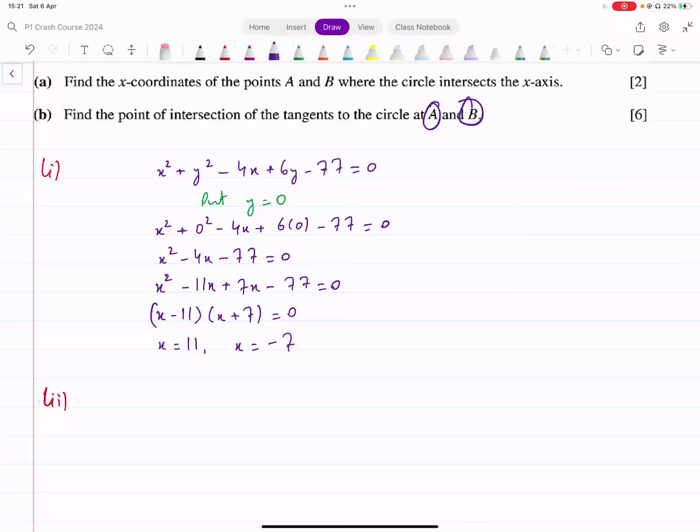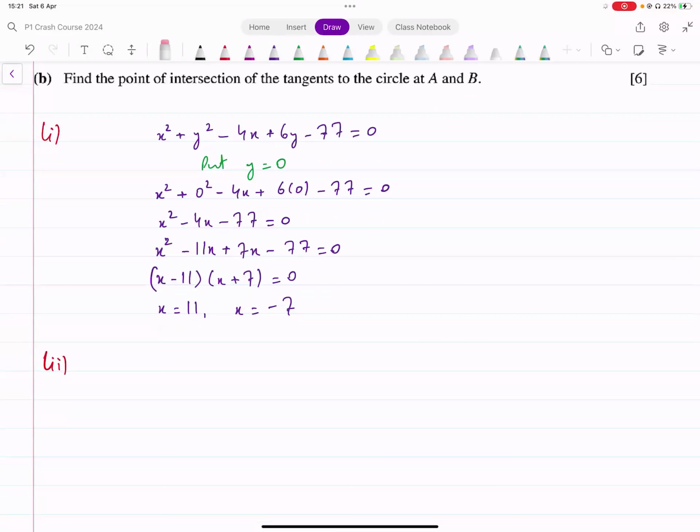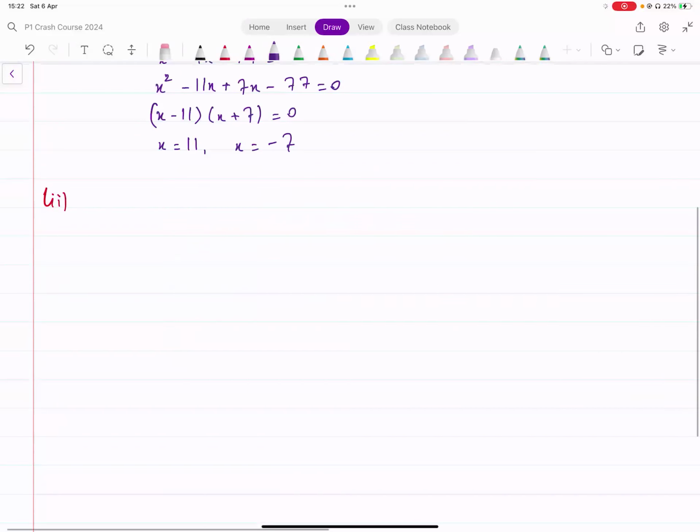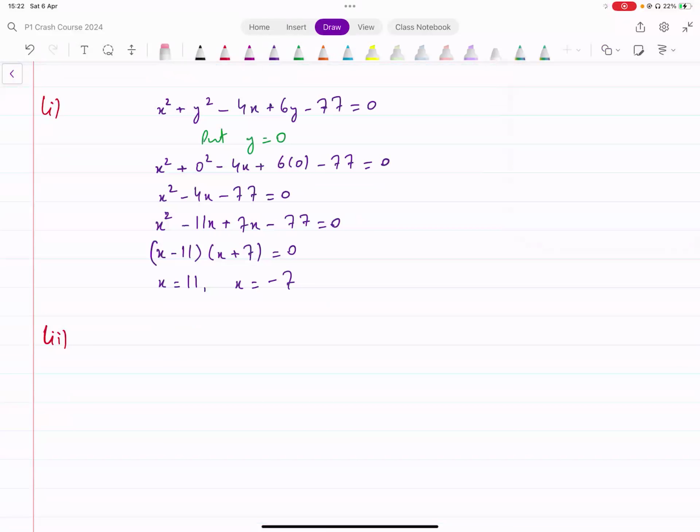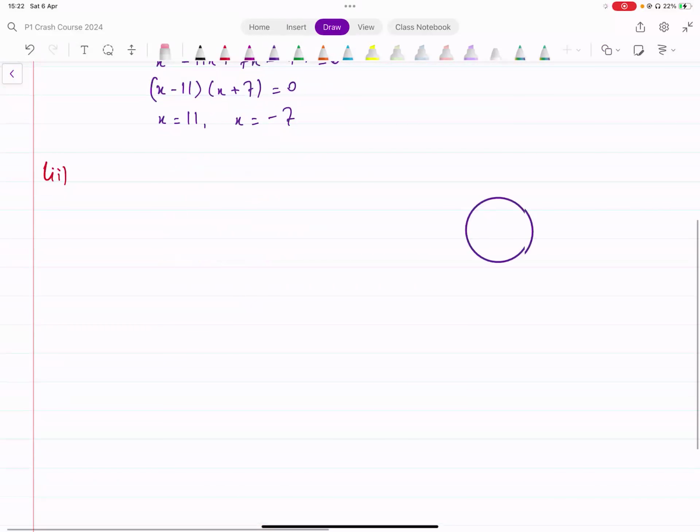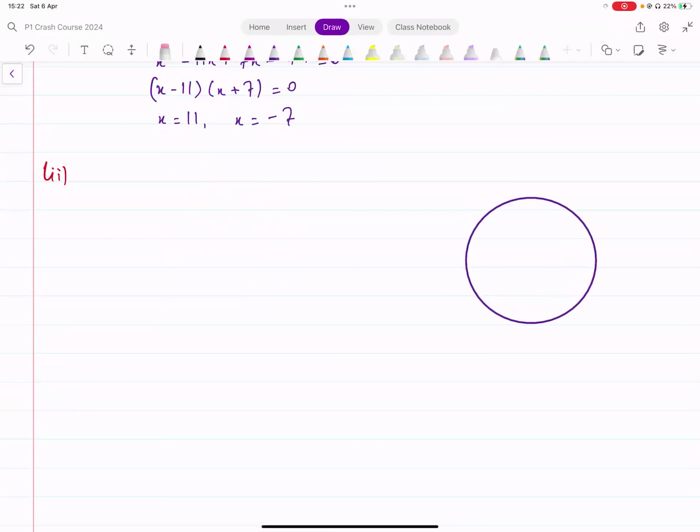Okay, point of intersection of the tangents to the circle at the point A and the point B. Now, what does that mean? Let's try to understand the situation. And this is going to be very helpful whenever you have circle equation questions. Draw a rough sketch to try to understand the situation better. So let's say you've got a circle like this.